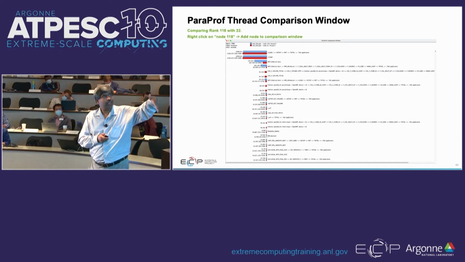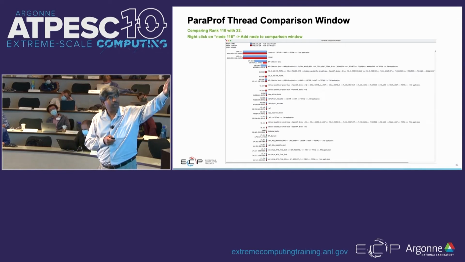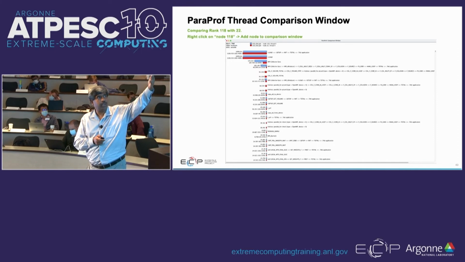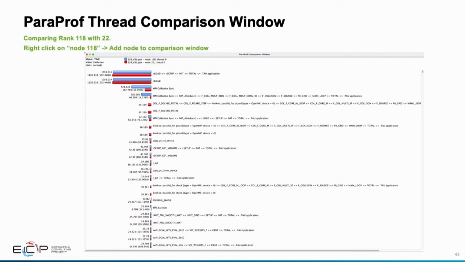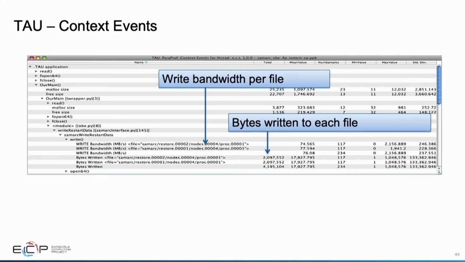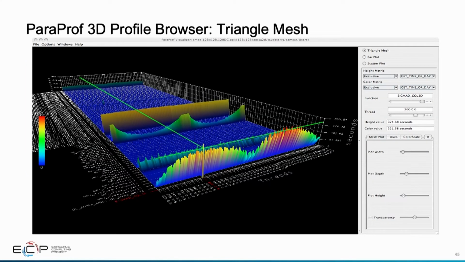And here you can see the comparison between multiple threads. Here is thread 22, MPI rank 22, versus 118. And you can see some collective solver information. You can see bytes written to a file, write bandwidth. You can also visualize this.